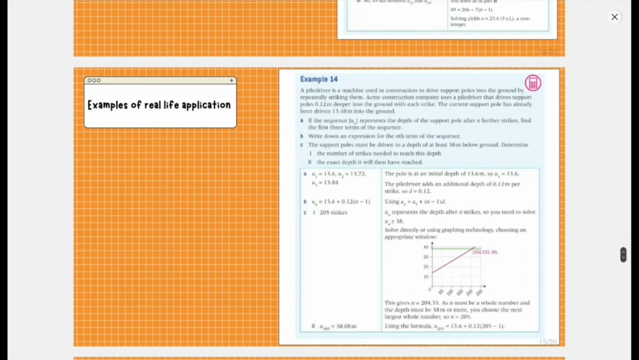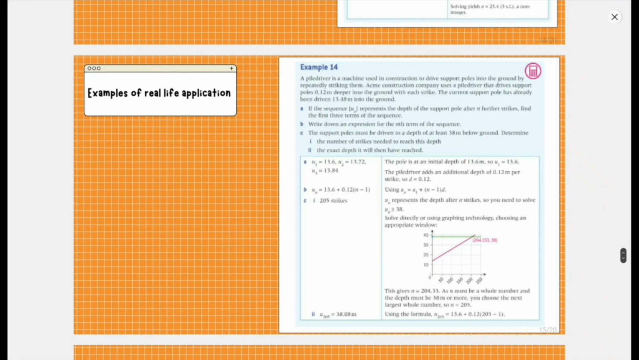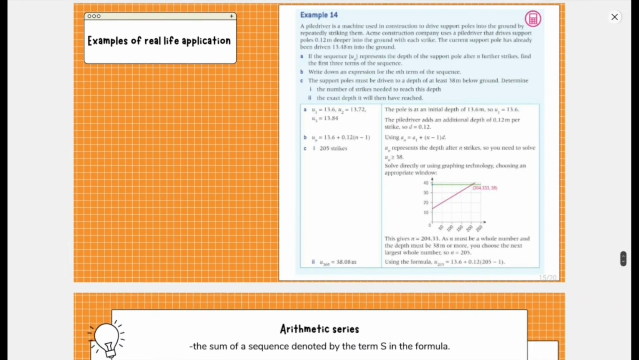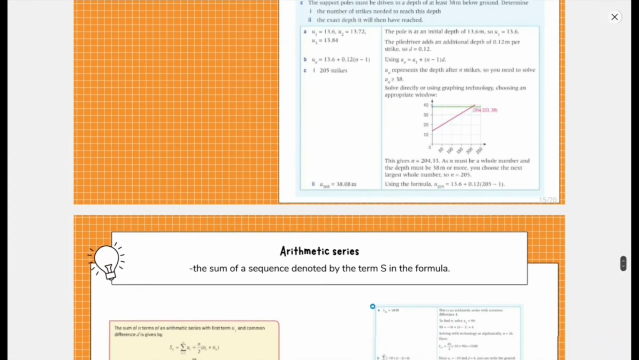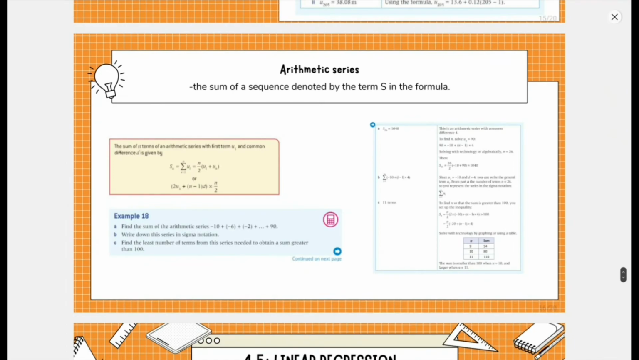Moving on, we also have a real life application, which is what we usually get in our examination paper. In this example, we are given a pile driver, which is a machine used in construction to drive support poles into the ground by repeatedly striking them. As it strikes the ground, it goes 0.12 meter deeper into the ground. As you can see, that is constant, therefore it is an arithmetic sequence.